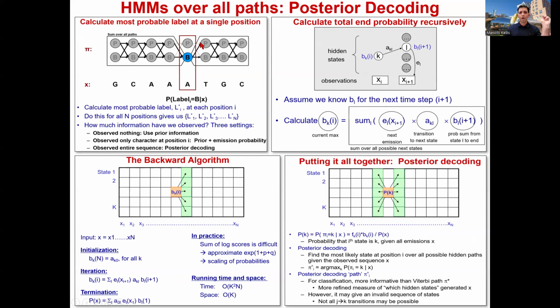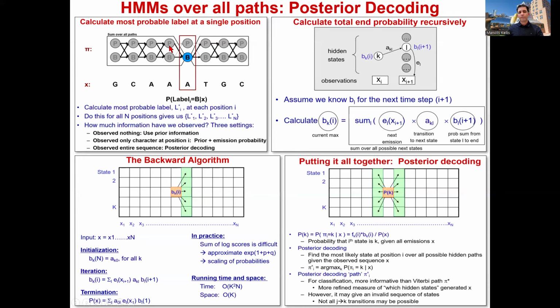Perfect. Beautiful. All right. Now the question is, how do we calculate that? Well, I can calculate the total probability mass going all the way to a state at a given position, by changing this maximum that we had before into a sum. And therefore, I am summing up over the entire probability of all the possible paths.